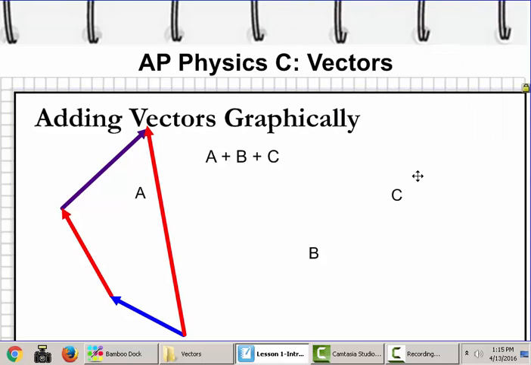Okay, so that's how you add A plus B plus C, or B plus C plus A, or C plus A plus B. It doesn't make a bit of difference. And again, you could get the direction if you needed to.